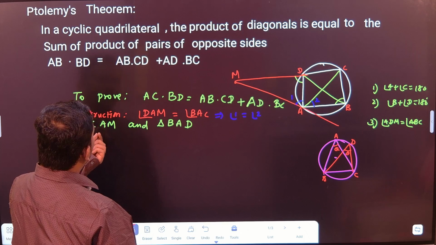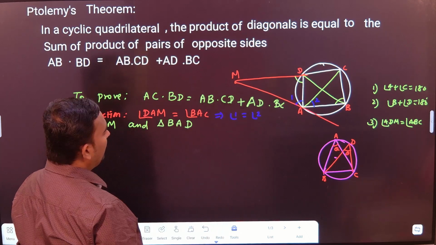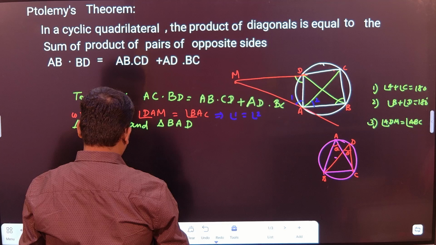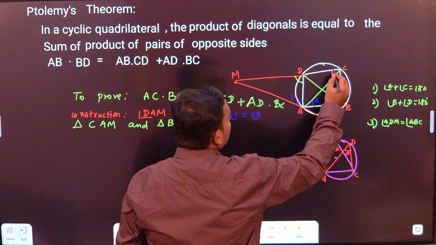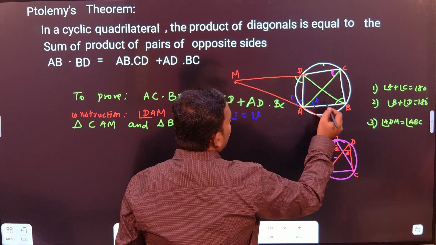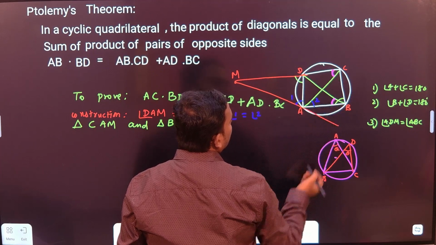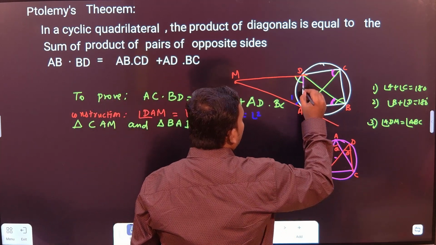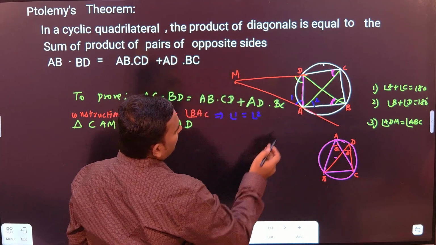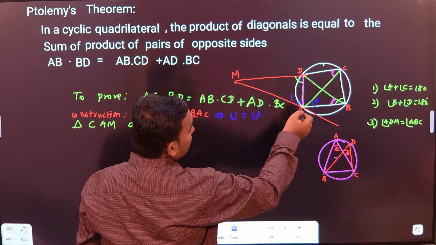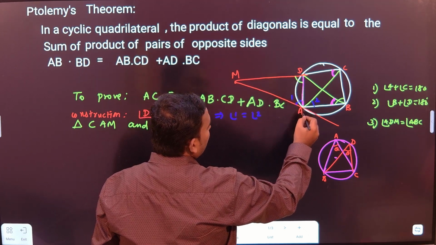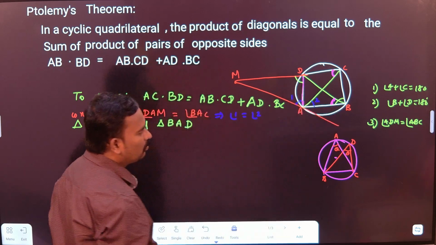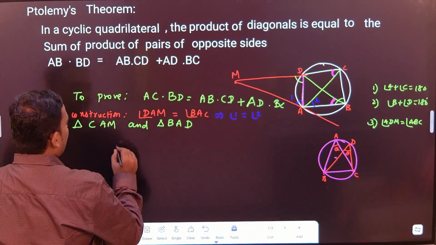So you can take triangle CAM and triangle BAD, which is common here. We can take this angle is same as, which one we can take? This angle, right? BAD only we are taking, no? So these two angles. So which is a common base here? Yes. Common base side is AD. So ACD is same as ABD. Both are same.